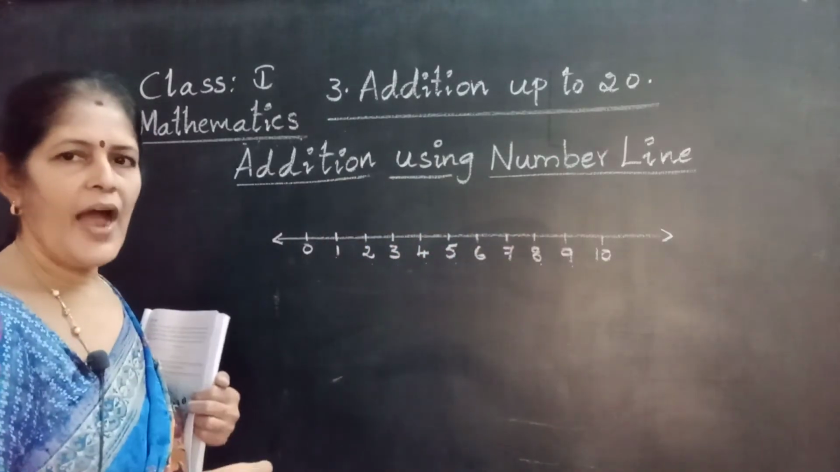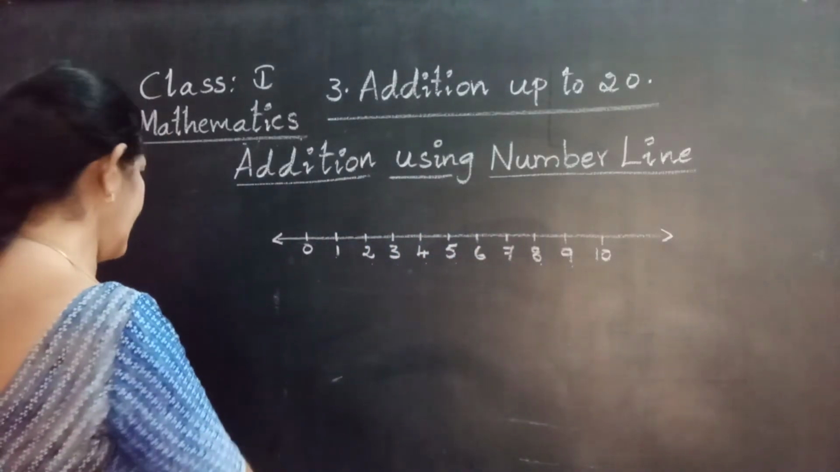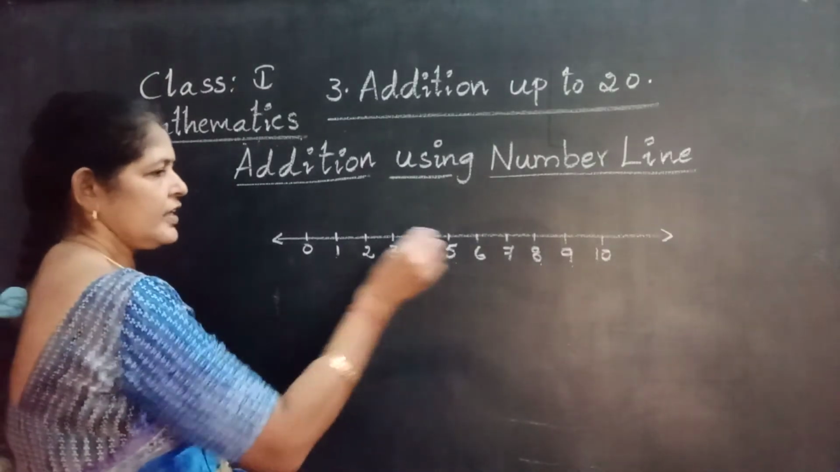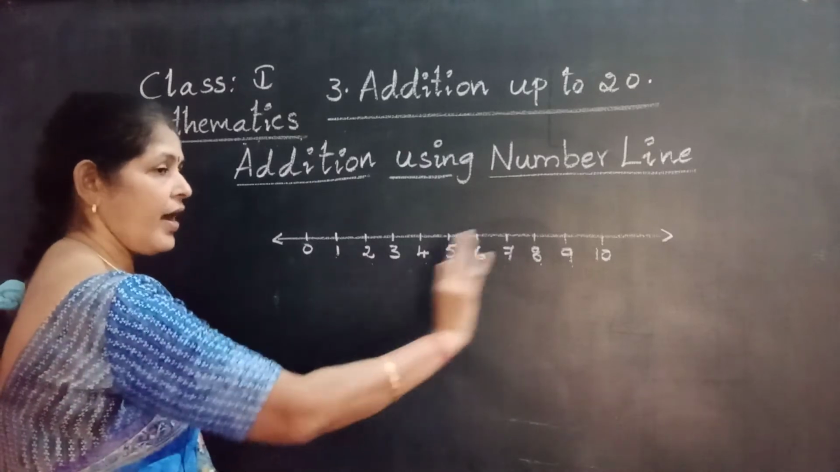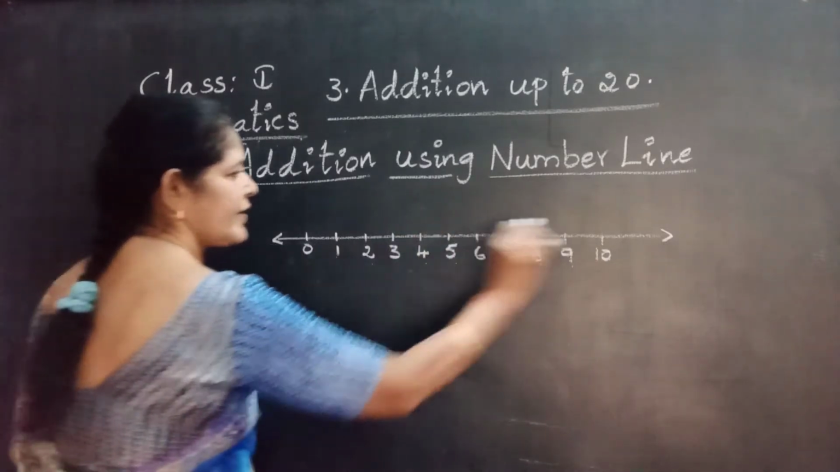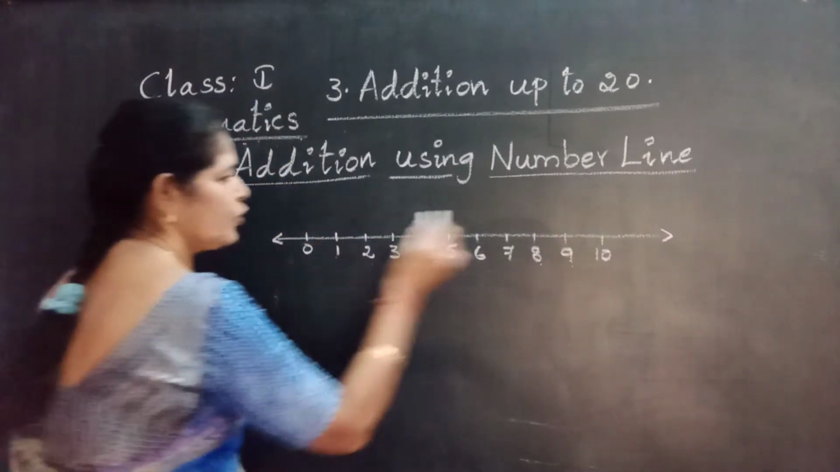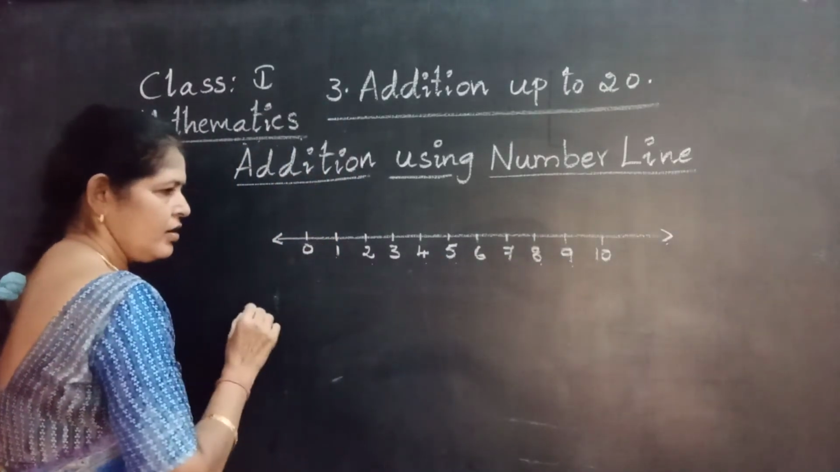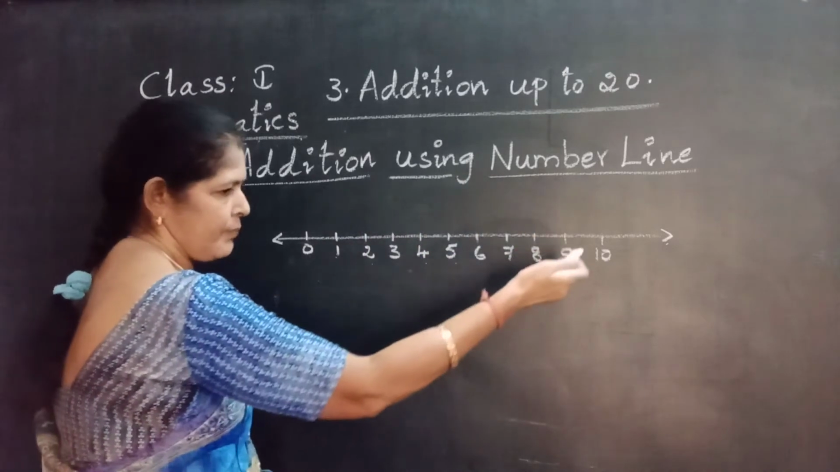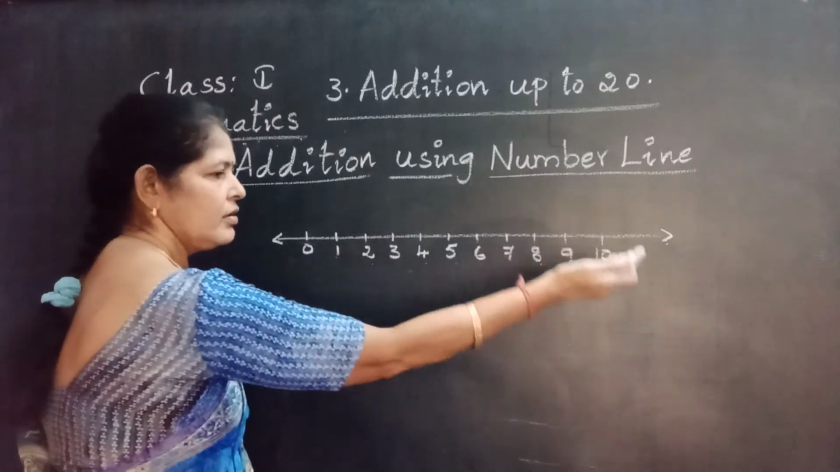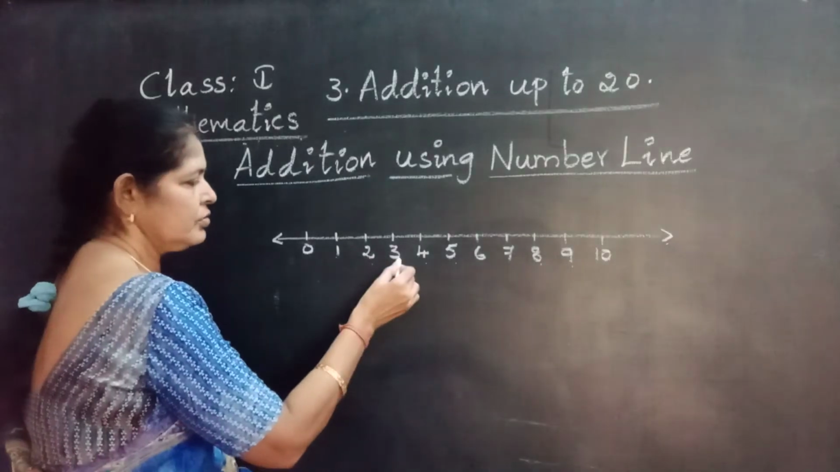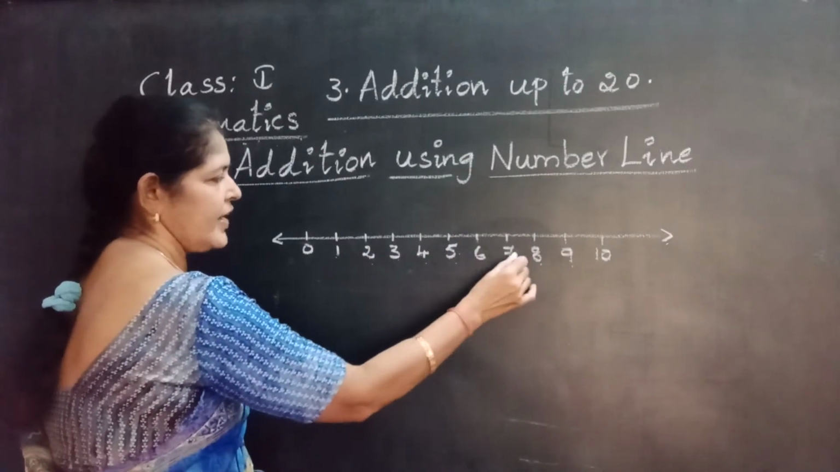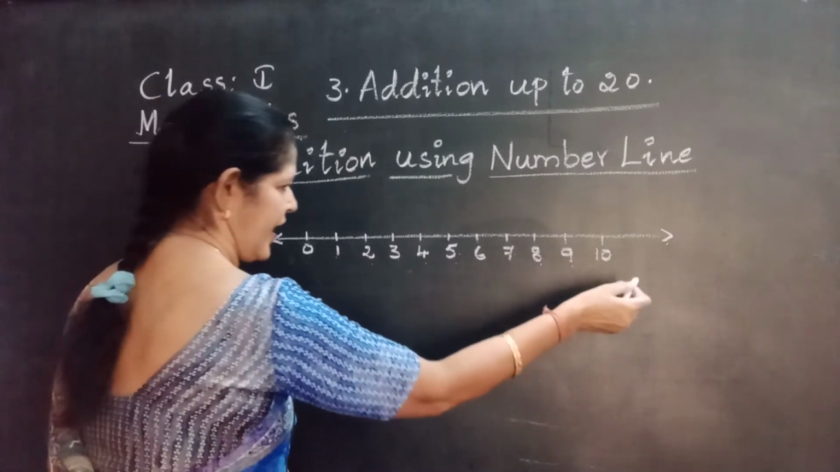How to do addition on the number line? Do you know the number line? Yes. Already we learned in the earlier chapter how to draw the number line. Straight line, sleeping line. Put arrow marks on both sides. The smallest number we start with is 0. Now write the next numbers, 0 to 10. 1, 2, 3, the numbers are marked in order. 4, 5, 6, 7, 8, 9, 10.